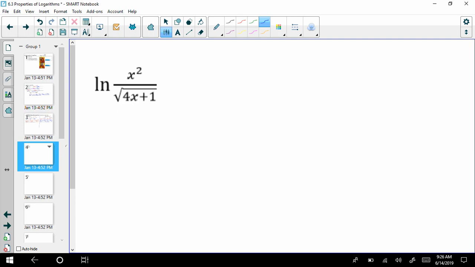All right, let's look at this next guy here. The natural log of x squared divided by the square root of 4x plus 1. Natural logs work the same way as regular logs because they are still logs. So let's first rewrite this guy. If there's a square root involved, I don't want to write it as a square root. I'm going to write it as the 1/2 power because that's what a square root means. It's the same thing. We want to work with exponents.